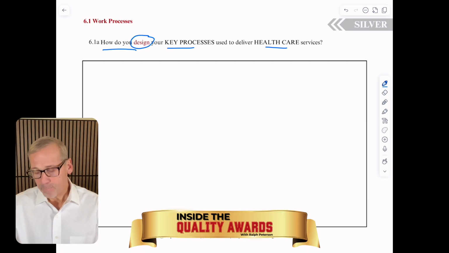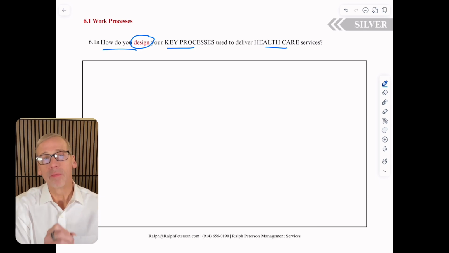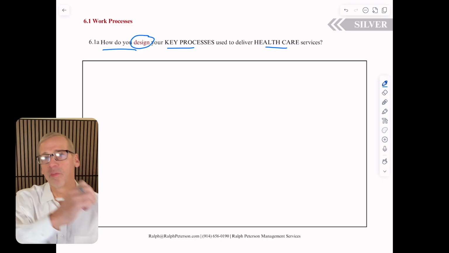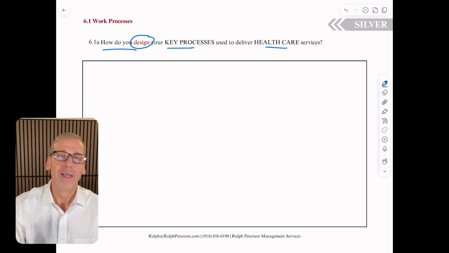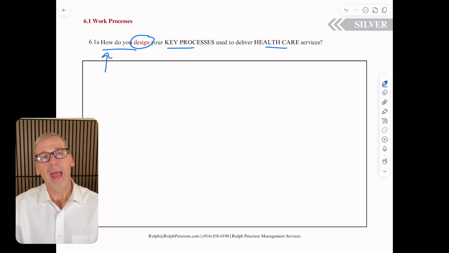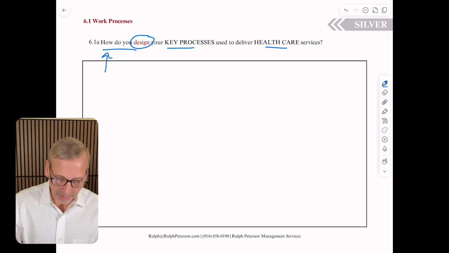However, now, again, I'm thinking that most of you are coming here from the bronze. You've already completed the bronze application. This is your first look at the silver application. And I want to draw your attention to the word how.